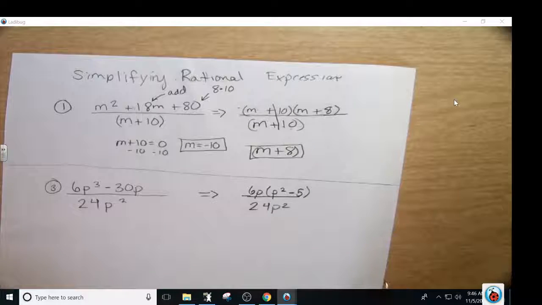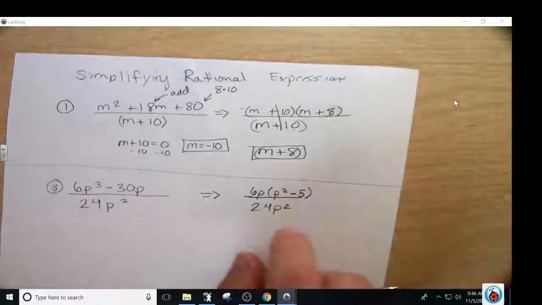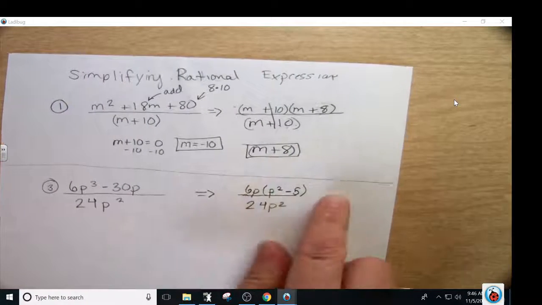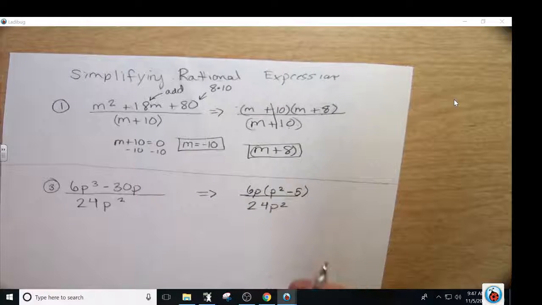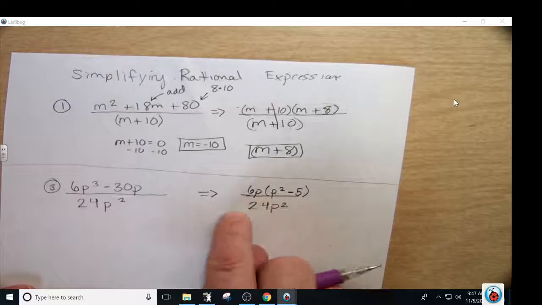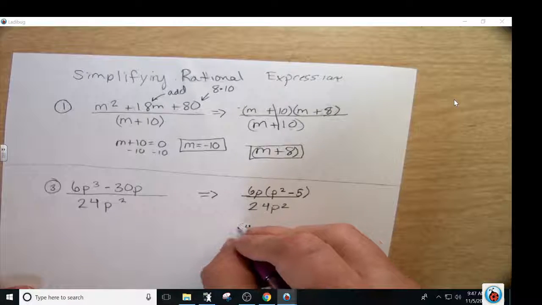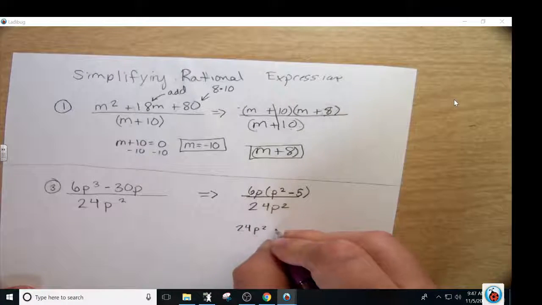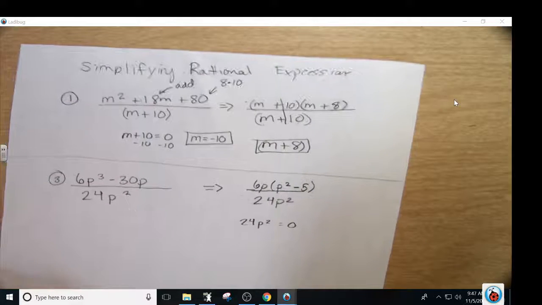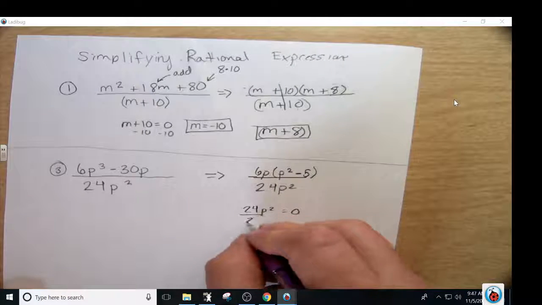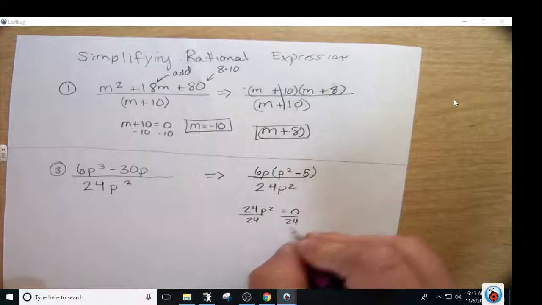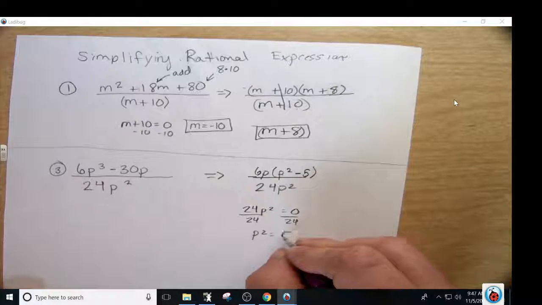Okay. Now, at this step, guys, before you cancel anything, you need to find your excluded values, and it only affects the bottom. So now what I need to do is I need to set 24p squared equal to 0. Divide by 24. That's p squared equals 0 divided by anything is 0.